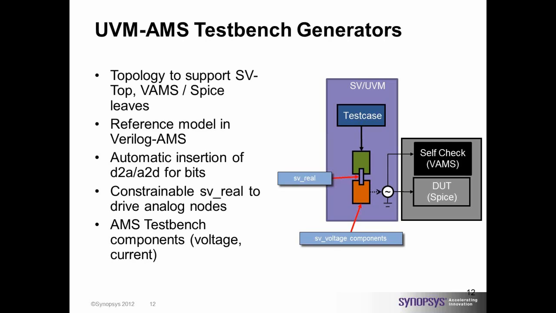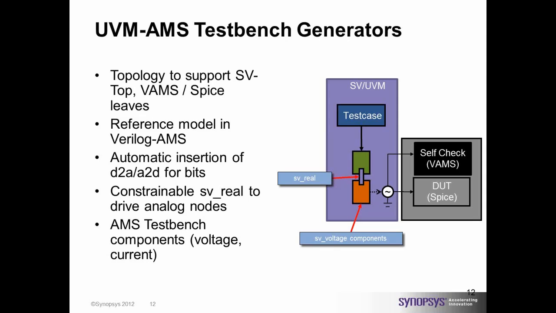So again, this is very useful and very helpful environment to be developed, and be able to drive and sample from SV or UVM based kind of a test bench, right? And as we talked about earlier, the insertion of A to D and A to A, that is the real to electrical and electrical to real, happens automatically by the tool. And then this is constrainable SV real to drive analog nodes.